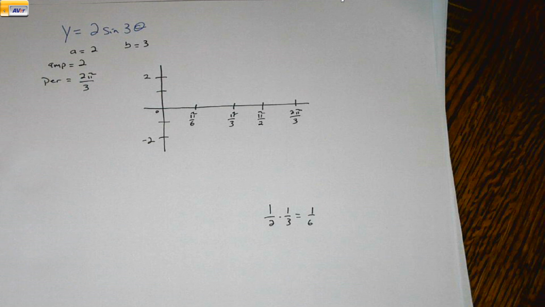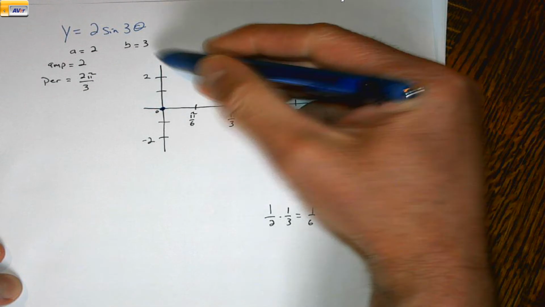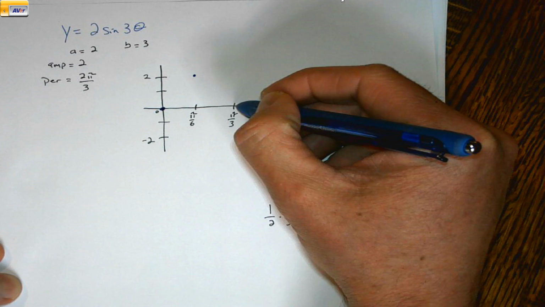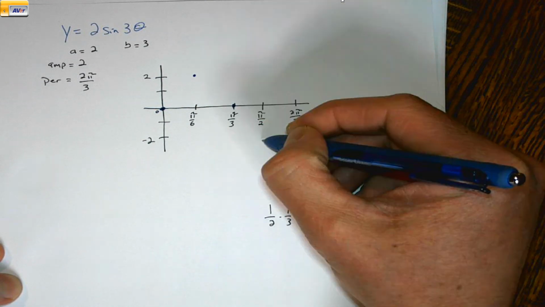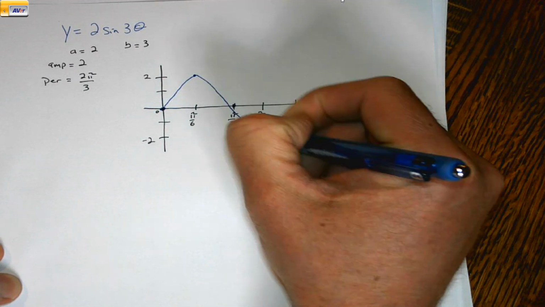So we have a sine graph, and sine values always start at 0. It goes to whatever the a value is. In this case, our a value is positive. It goes up to 2, back to 0, the opposite of a, and then back to 0. And then we just kind of curve them through.